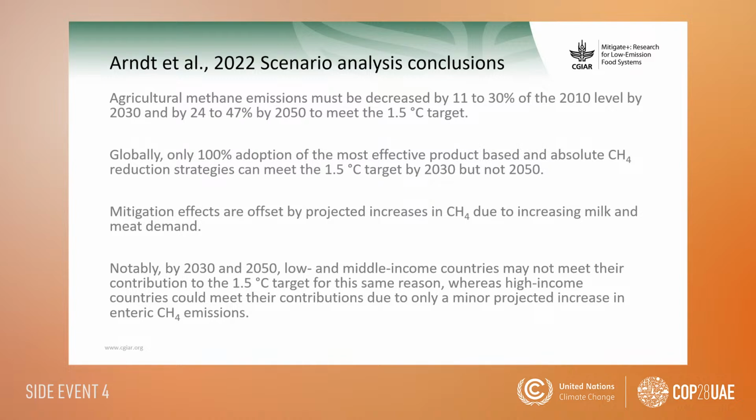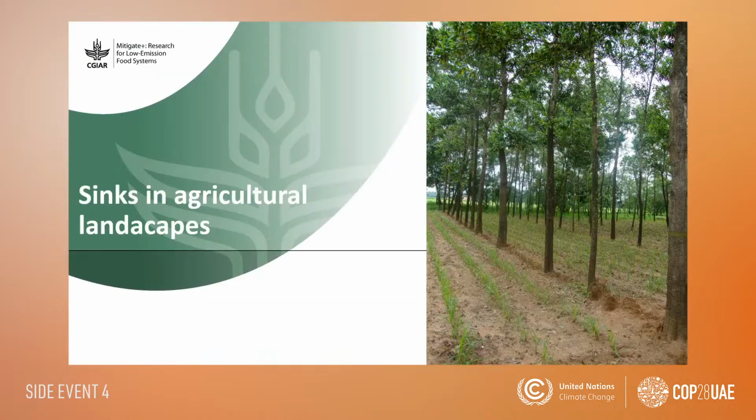And notably, by 2030 and 2050, low and middle income countries may not meet their contribution to the 1.5 degree C target for this reason, whereas high income countries could meet their contributions due only to minor projected increases in enteric methane emissions, but keeping in mind that these countries are often outsourcing their meat and milk products to other countries.